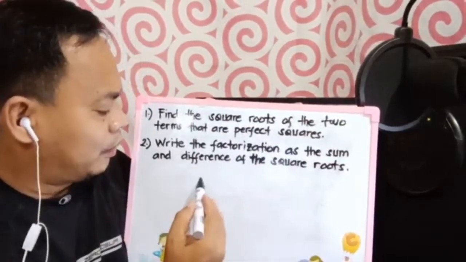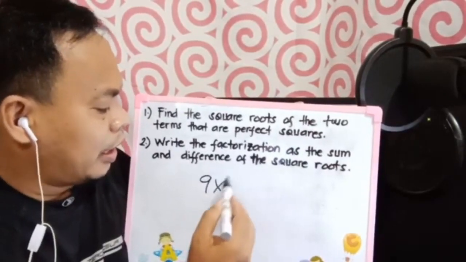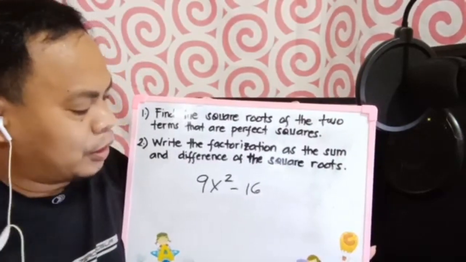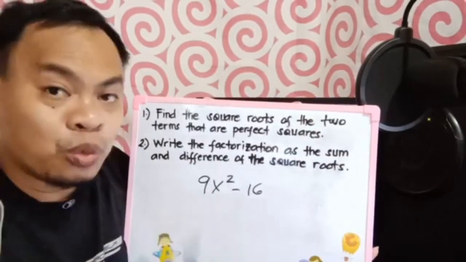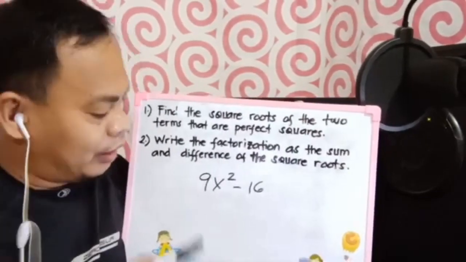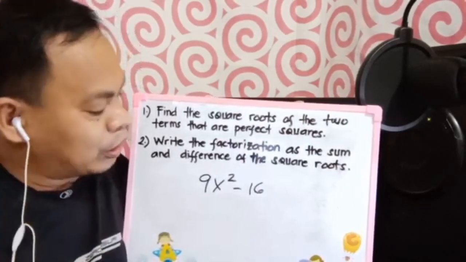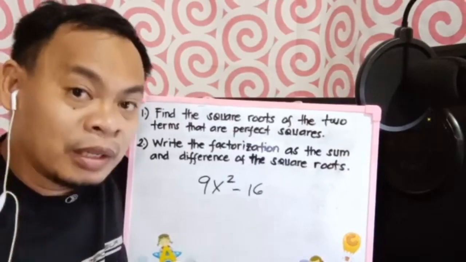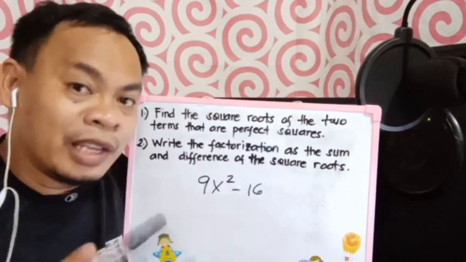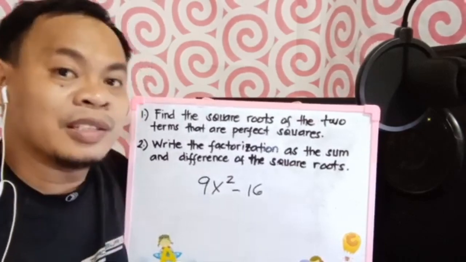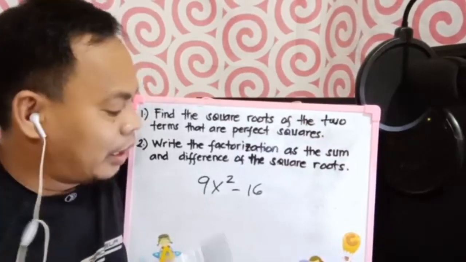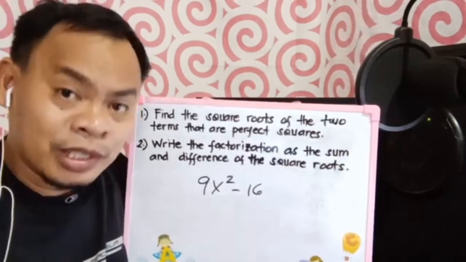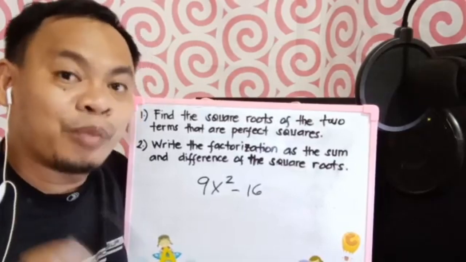For example, I have this algebraic expression, 9x squared minus 16. So 9x squared minus 16 is a binomial. Why? Because we have two terms. Our first term is 9x squared and our second term is 16. And we can say that 9x squared minus 16 is a difference of two squares, because our first term is a perfect square, our second term is a perfect square, and they are separated by a subtraction or minus sign. So we can say that 9x squared is a perfect square, our first term, because 9 is the product of 3 times 3. And the variable x has an exponent of 2, which is an even number. And the second term, which is 16, is also a perfect square, because 16 is the product of 4 squared.